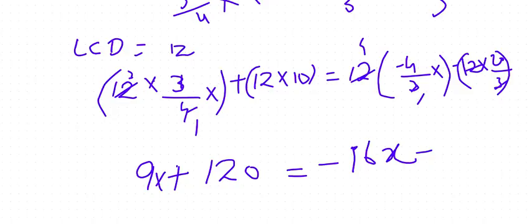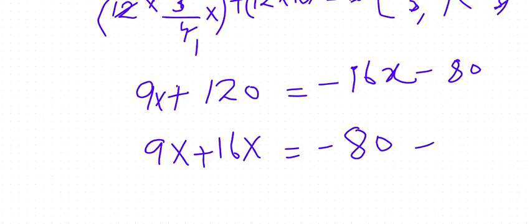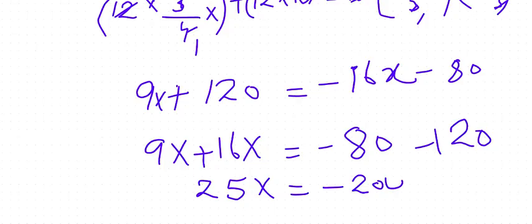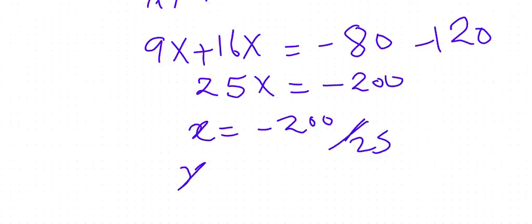So just get the value of x. We have 9x plus 16x equals minus 80 minus 120. So we get 25x equals minus 200. Simplifying further, x equals minus 200 by 25, so x equals minus 8. This is the value of x.